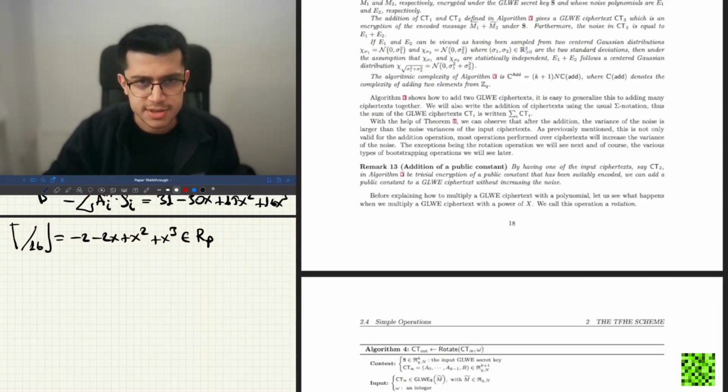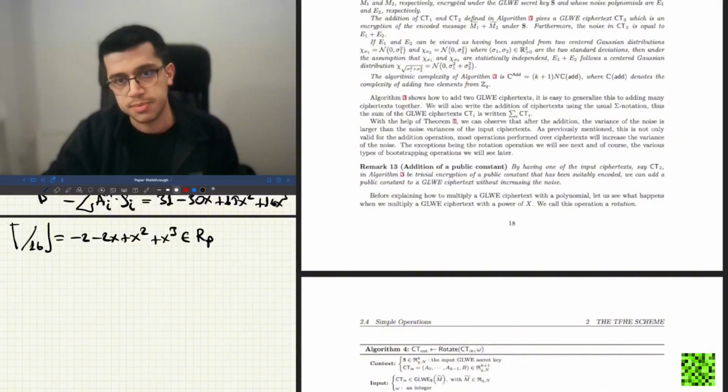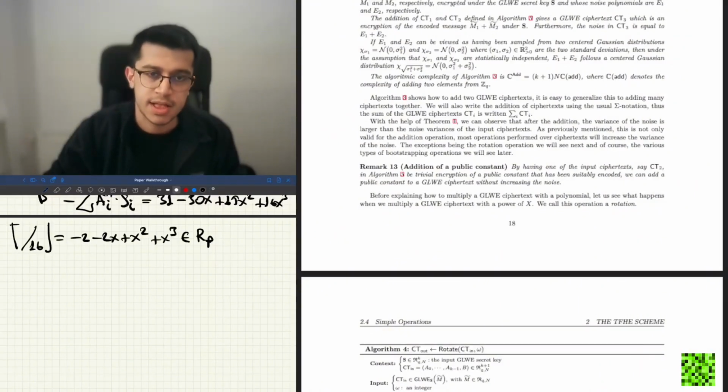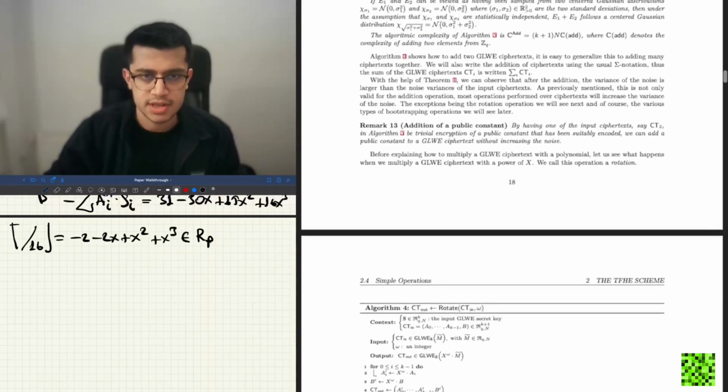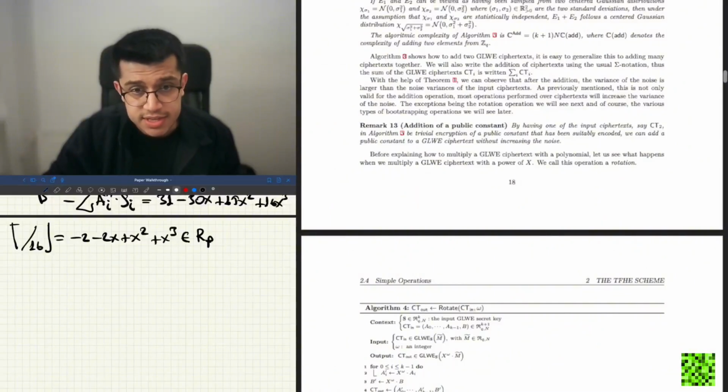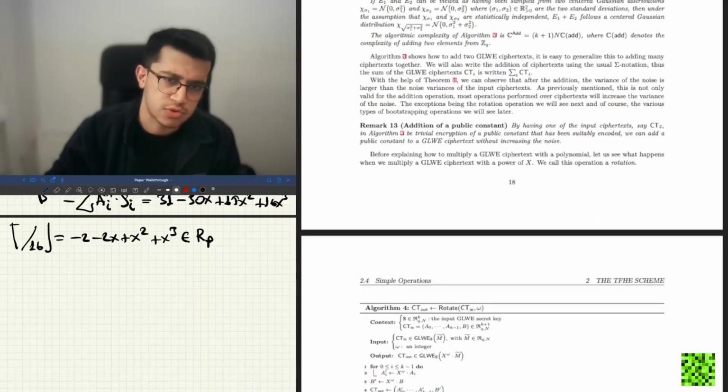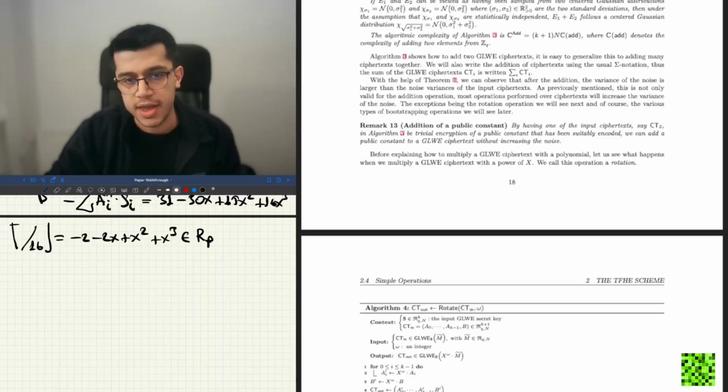But before explaining how to multiply a GLWE ciphertext with a polynomial, let us see what happens when we multiply a GLWE ciphertext with a power of x. We call this operation rotation, which is really important though. So let's see our algorithm. The context is obviously a secret key, and we have an input ciphertext from R_q^(k+1). We have two inputs: a ciphertext with underlying message m and an integer omega to multiply it.